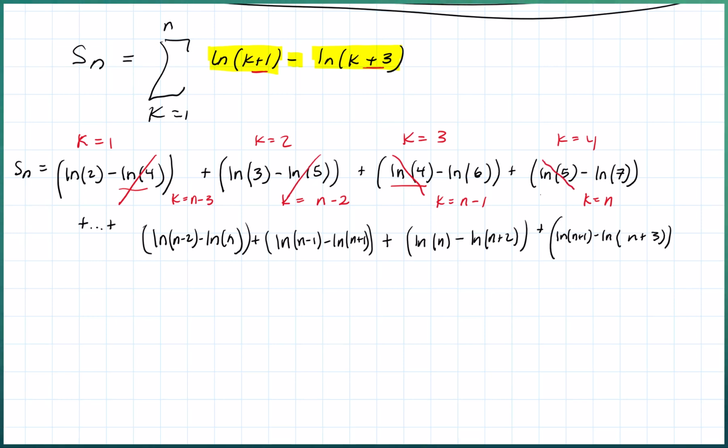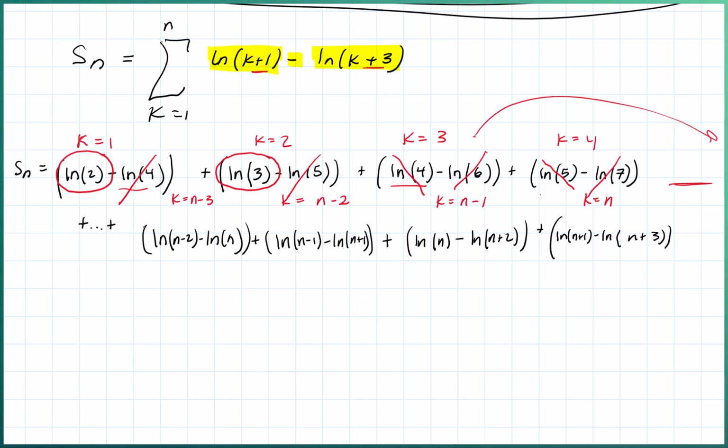And so what's going to happen is this natural log of 6, we didn't write in the next term, but we do know that it's going to cancel because, 2 terms out, that will cancel. So that's going to cancel, and that's going to cancel. So we end up being left with 2 terms in this expansion of the partial sum. We have the natural log of 2, and we have the natural log of 3.